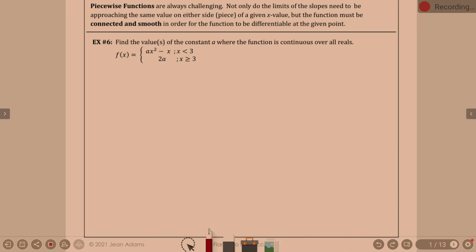We've done this before. What do we do? Set them equal to each other, essentially. I mean, the official terminology would be we're setting the limits equal to each other, yes? That's the official. Officially, we want the limit as x approaches 3 from the left, which is going to be, which one's the left? Ax squared minus x, to equal the limit as x approaches 3 from the right of 2a. But the short of it is, yes, set them equal to each other.